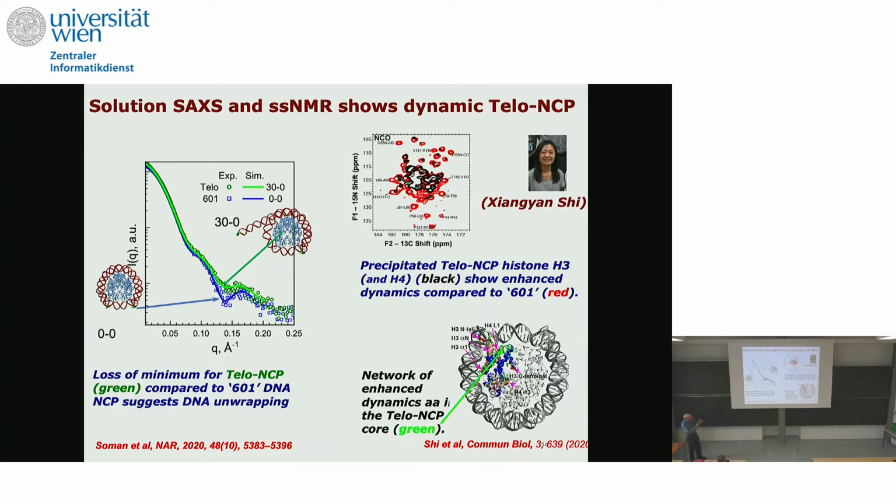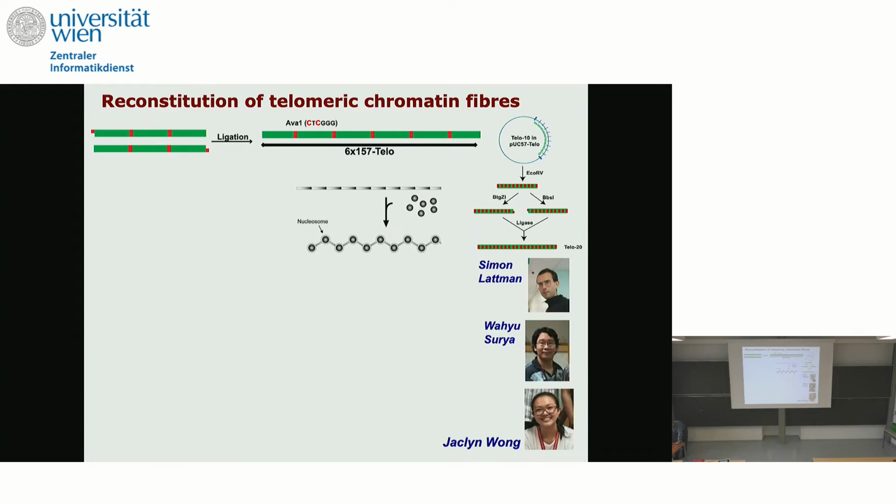Yeah, so what we found is that this data showed clearly that the telomeric nucleosome is significantly more mobile than, say, a 6-to-1 or alpha satellite nucleosome. So the next step was to develop a method to reconstitute telomeric chromatin fibers. And it was not easy, and it took many years.